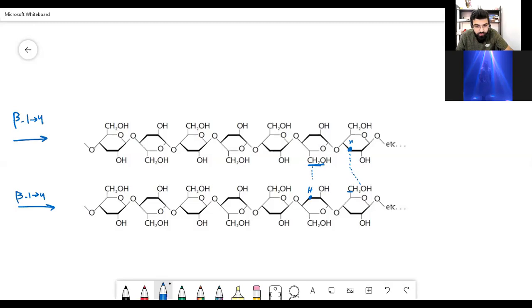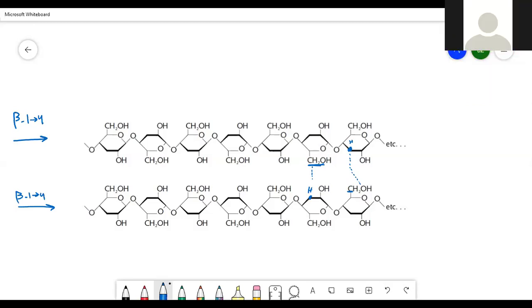Sir, are you moving the cursor? I can't see. We can't see the cursor. We only see it when we write something. Oh, glitch? Okay.